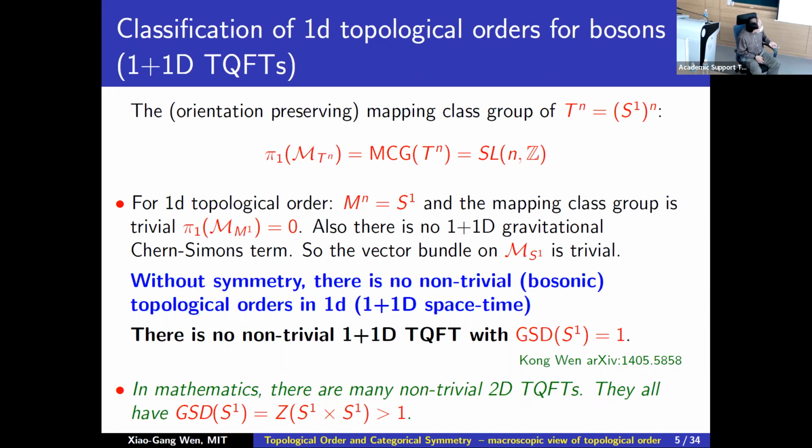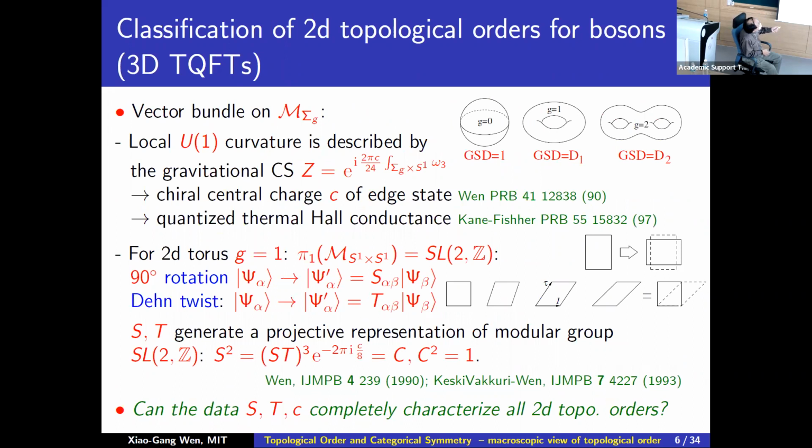Okay. For two-dimensional topological order, and maybe three-dimensional space-time TQFT, as mentioned, we have ground state degeneracy, we have this vector bundle, and there's a local U(1) curvature, which gives us the chiral central charge. For the two-dimensional torus, the mapping class group is SL(2,Z), which is generated by the Dehn twist and the 90 degree rotation. So the non-abelian part is a representation of SL(2,Z).